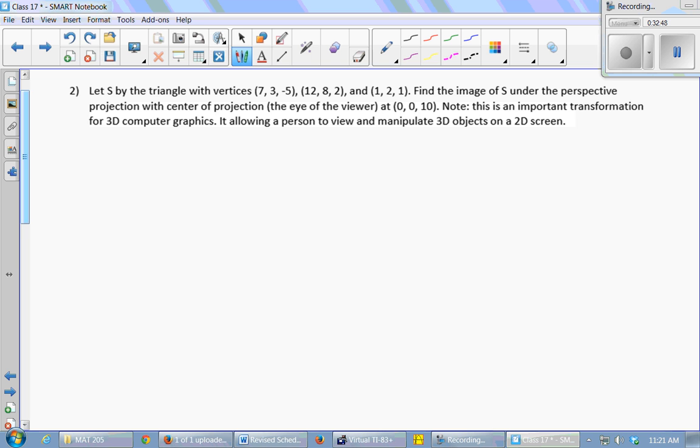All right, so the notes said that you just take this matrix: 1, 0, 0, 0; 0, 1, 0, 0; 0, 0, 0, negative 1 over D. But in this case, D is 10, so I'll just put in a 10 there, because that's D, the distance away from the viewer. And then 0, 0, 0, 1. That's my matrix that will transform my points.